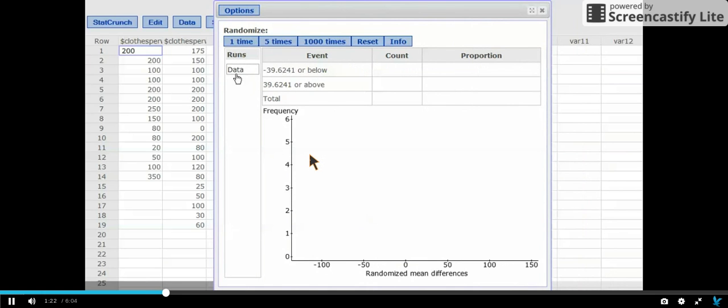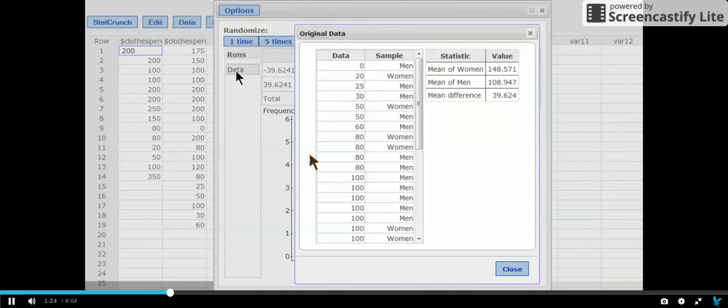So this shows the applet. On the right side, if you click on data, it shows the original data. So the mean for women, 148.571. Mean for men, 108.947, for a difference of 39.624 if I subtract the mean for men from the mean for women.